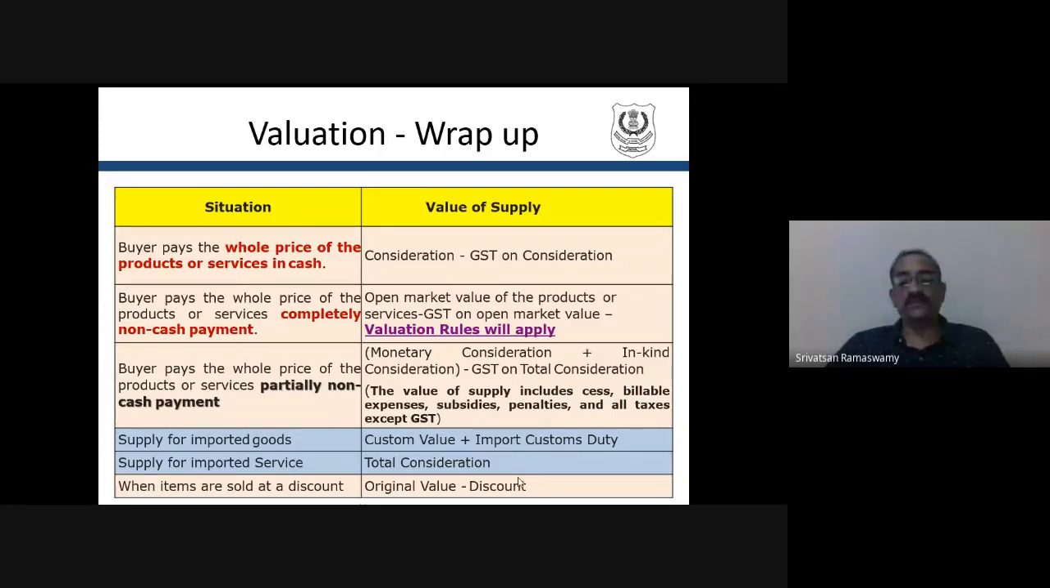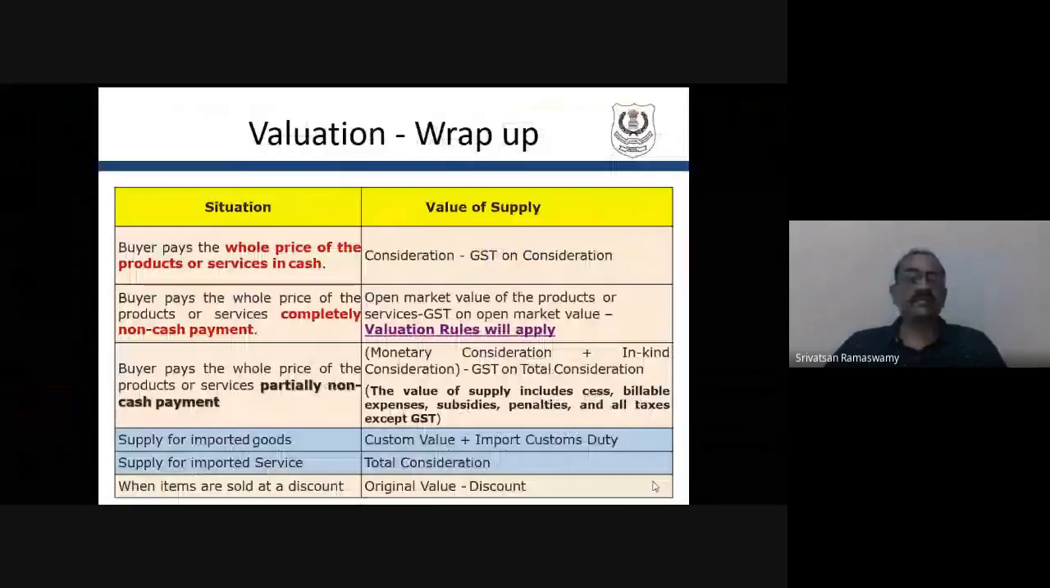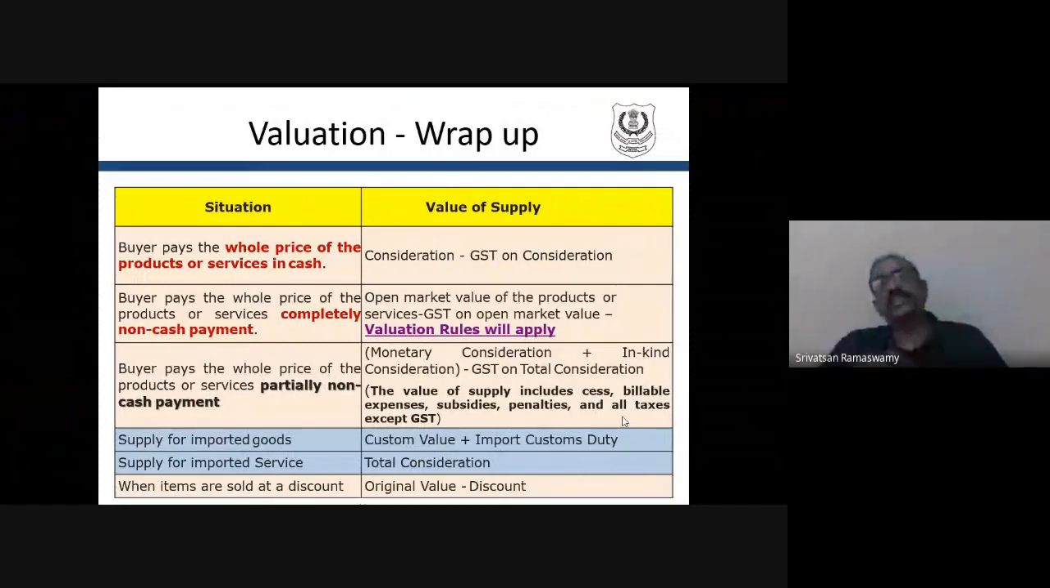When the items are sold, then the value is the original value minus the discount, which is known at the time of supply. So this is essentially about the concept of valuation.